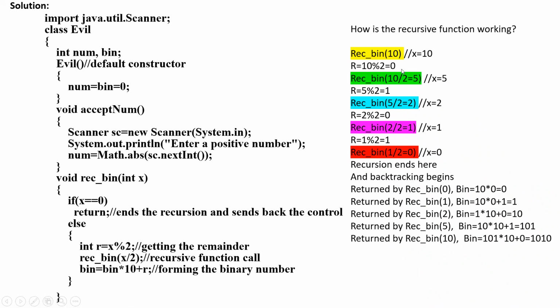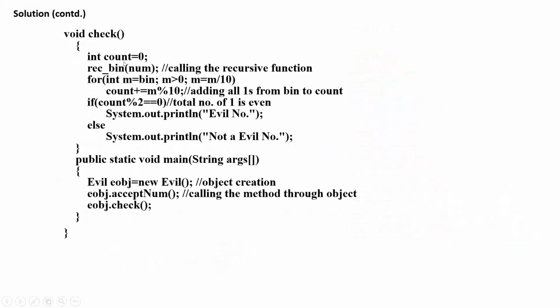And we know the binary value of decimal 10 is 1010. So thus the recursive function is working perfectly. Let's proceed further. The void check function is calling rec bin, and once the binary number is done, we are extracting each digit from the binary number and adding it to count. Count is the value which will keep track of how many ones are there in the binary number. Finally, if the number of ones is even, the number is said to be an even number, otherwise not.